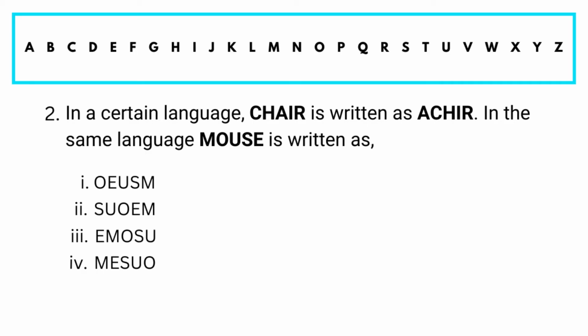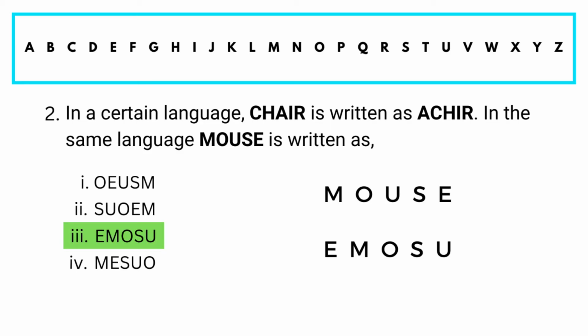Now let's write the letters in mouse in alphabetical order. Let's start. A, B, C, D, E. We have E, continue. F, G, H, I, J, K, L, M. We have M, continue. N, O, we have O, continue. P, Q, R, S, we have S, continue. T, U, we have U, and we get E, M, O, S, U, and this is the answer.